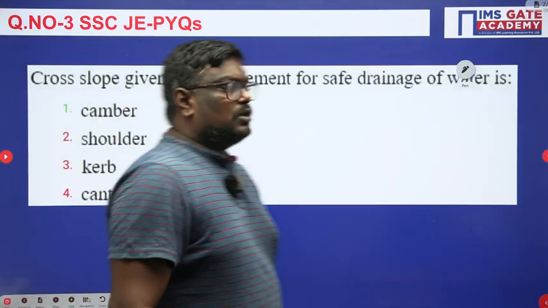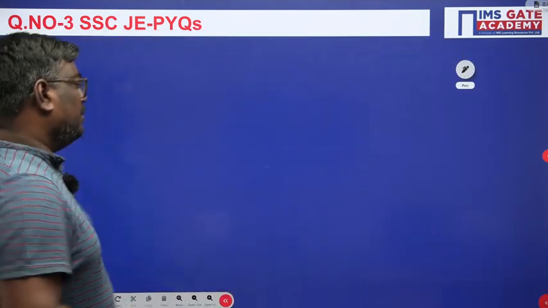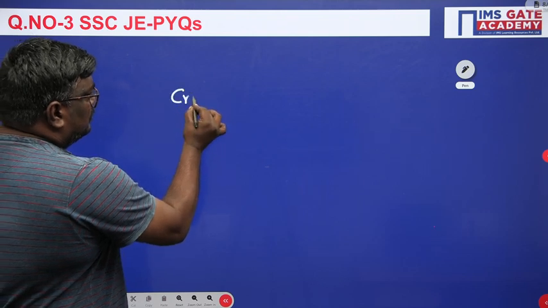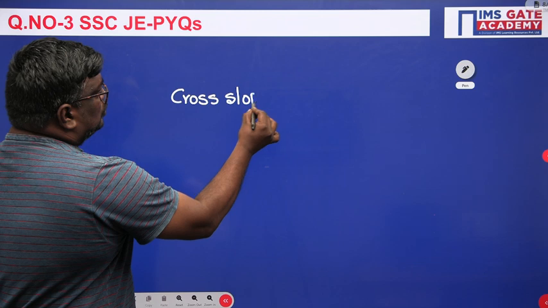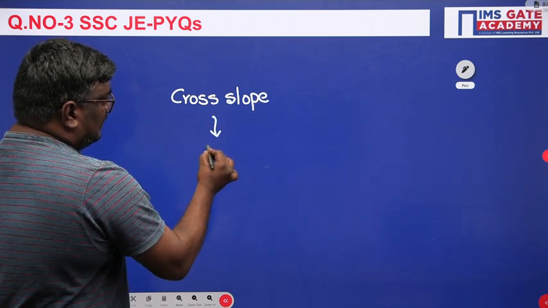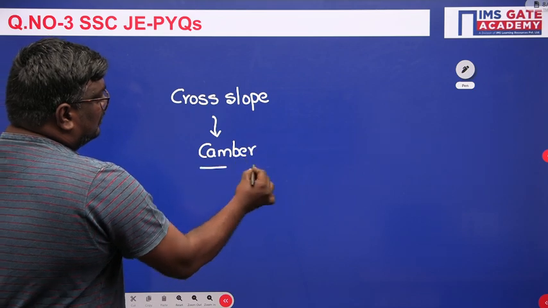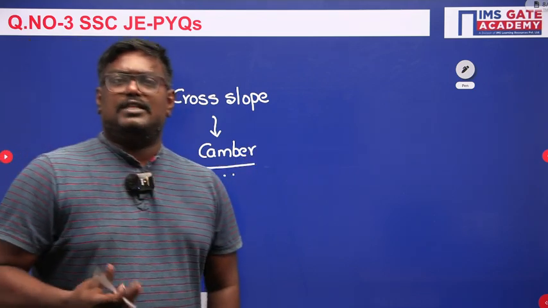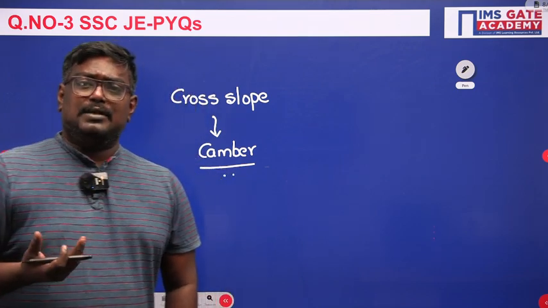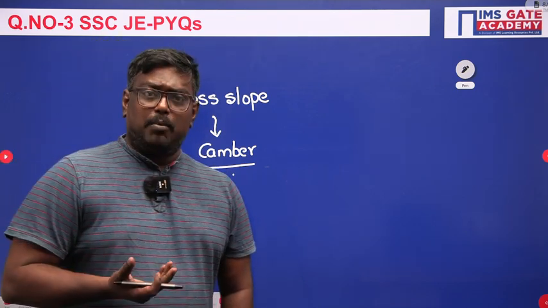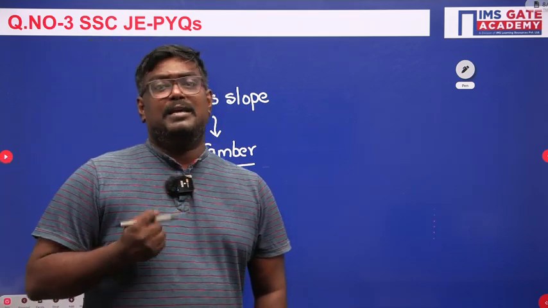Now see students, cross slope. What do you mean by cross slope? When I talk about cross slope in transportation, in roads, cross slope is nothing but camber. Camber is to drain off the rainwater, so camber should always be provided with a slope. The cambers can be of different types, and based on fast moving vehicles and slow moving vehicles, the camber will be selected.